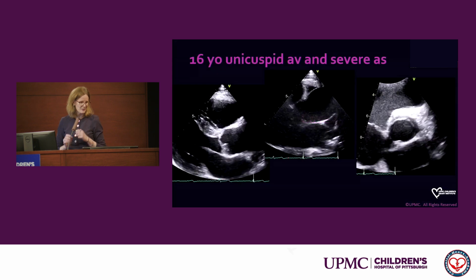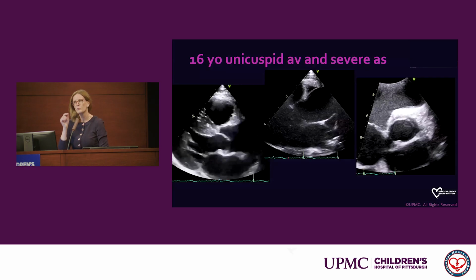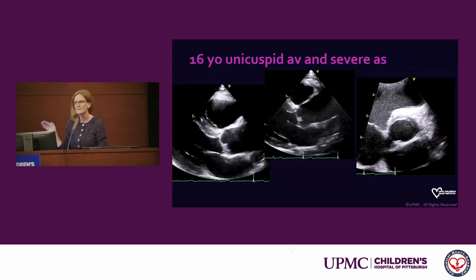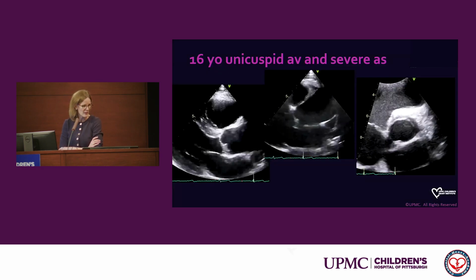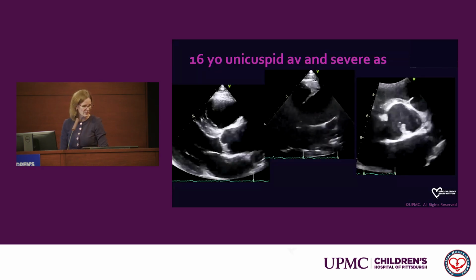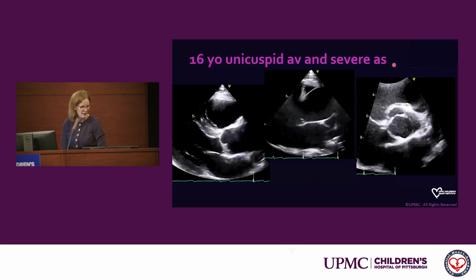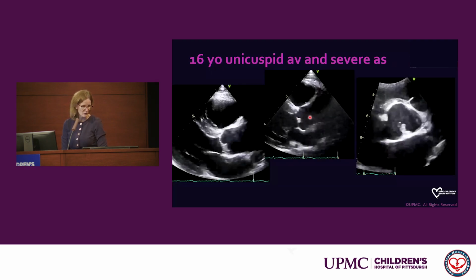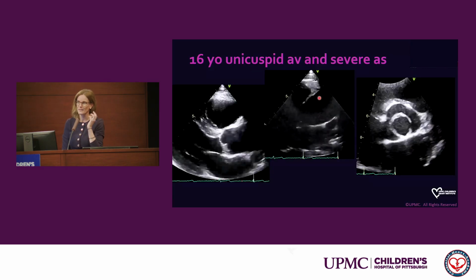Okay, final case I'll show you. This is more garden variety, I guess you could say. This is a 16-year-old boy who has been followed his whole life by a cardiologist, but has not required any interventions up till now. He's a young man with a unicuspid aortic valve with severe aortic stenosis, and as you can see, a significantly enlarged ascending aorta.